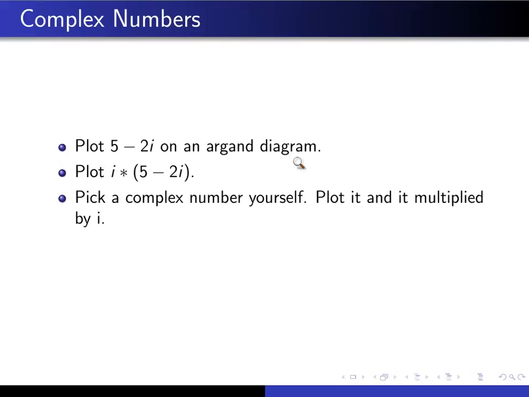Pick a complex number yourself, plot it, and plot it multiplied by i. So think of a complex number, say 1 minus i to keep it simple. Plot it: imaginary axis minus i, real axis 1. Plot that on the Argand diagram, multiply that by i, plot that. And that's all we need to do.